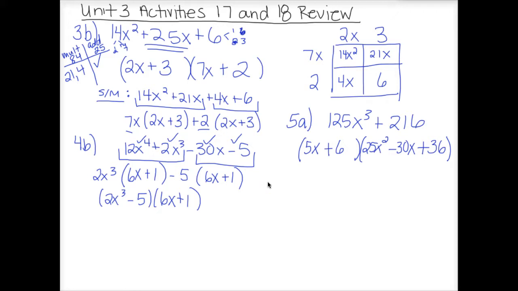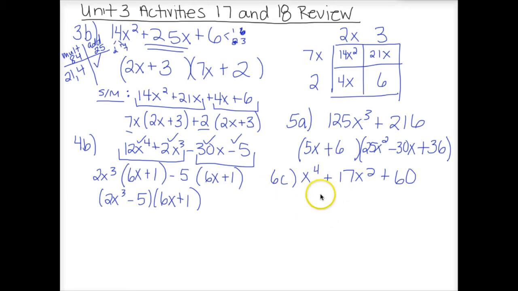All right, last one for factoring. I want to look at 6c. It's got a higher order polynomial there. So x to the fourth plus 17x squared plus 60. So first thing I do is look for a GCF. There is none. So then I look for special products.